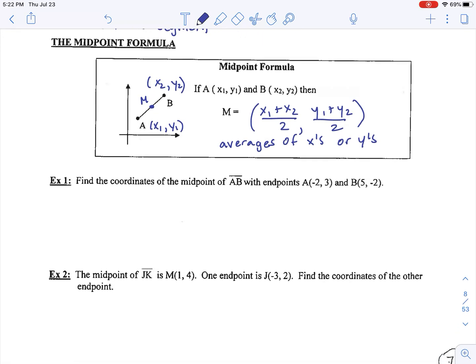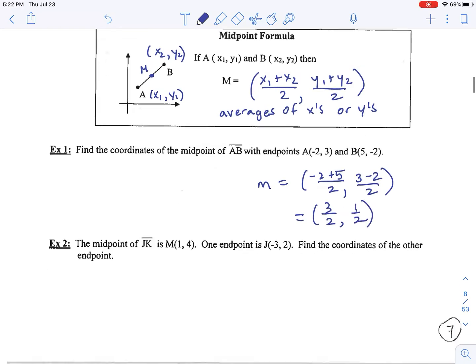So if I'm given the coordinates A and B and asked to find the midpoint of segment AB, then the midpoint would be the sum of my x's divided by 2 and the sum of my y's divided by 2. So we simplify the top, we get 3/2 and 1/2. In this math class, as well as your future math classes, it's fine to leave your answer in simplified improper form, which means you do not have to write the 3/2 as 1.5.